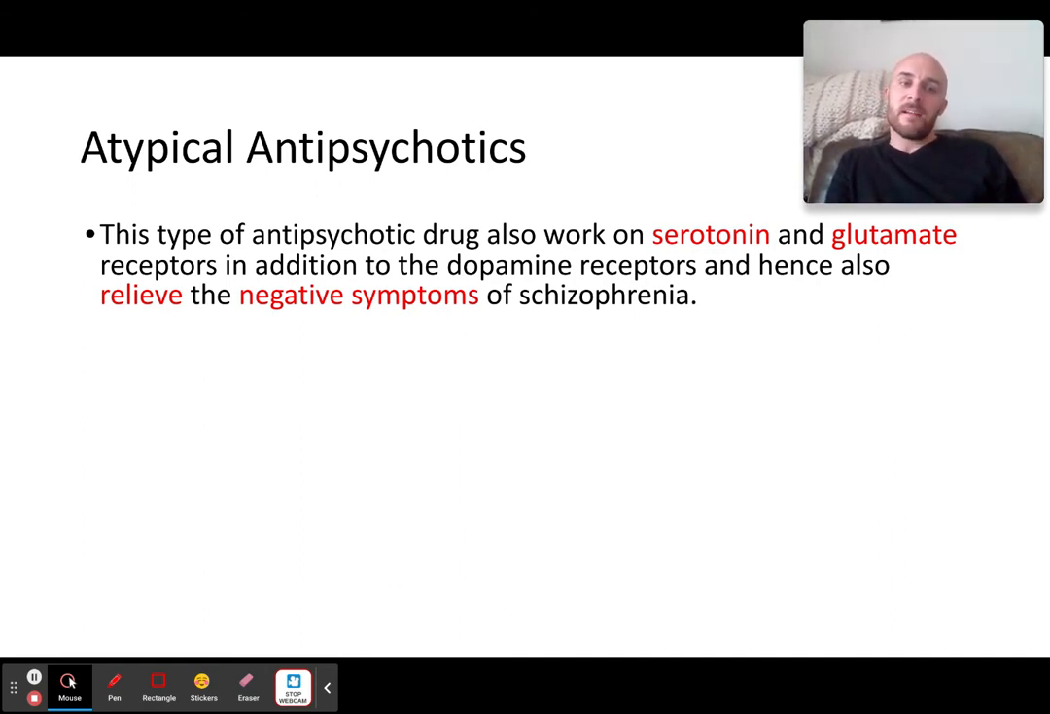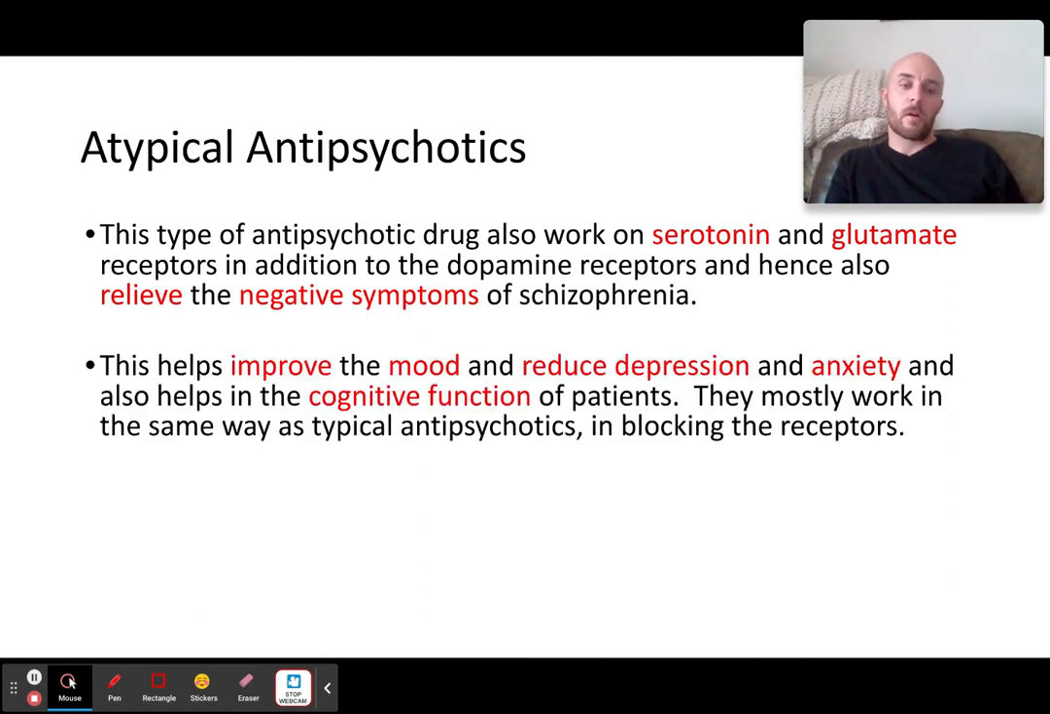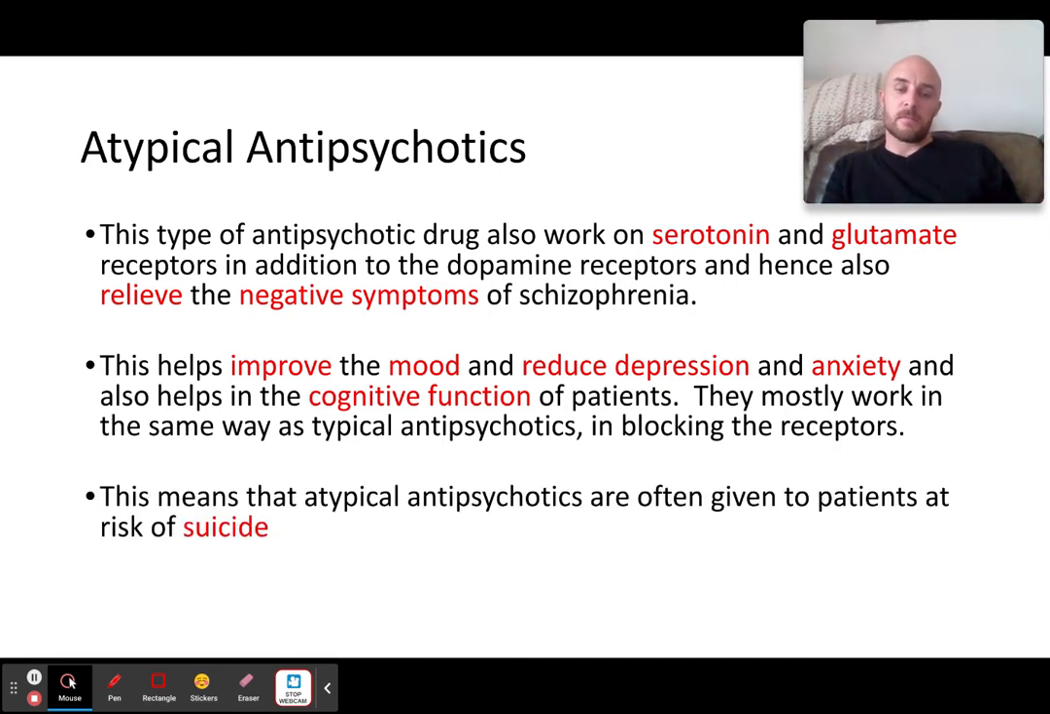So not only do atypical antipsychotics work on the positive symptoms, but they also work on the negative symptoms as well, by reducing the depression, improving the anxiety, as well as the general cognitive function of the patient. But they generally work the same way as the typical antipsychotics, so they just sit in the receptors.